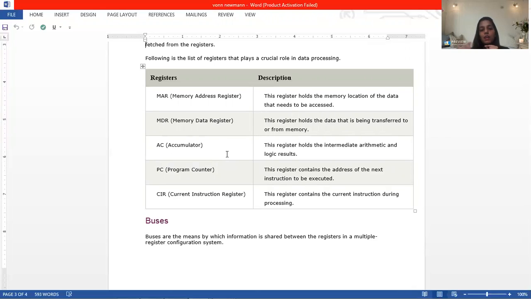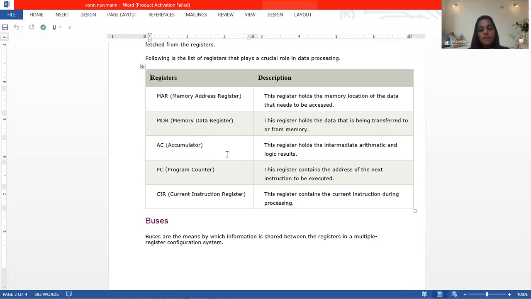तो ये काउंट करता रहेगा, प्रोग्राम काउंटर बढ़ता रहेगा. accumulator जो है वो क्या करता है? होल्ड करता है इंटरमीडिएट अर्थमेटिक एंड लॉजिक रिजल्ट, मतलब टेम्पररी रिजल्ट्स को होल्ड करता है अक्यूमुलेटर. और सीआईआर की बात अगर हम करें तो करंट इंस्ट्रक्शन रजिस्टर, मतलब करंट इंस्ट्रक्शन को प्रोसेस करेगा ये रजिस्टर.